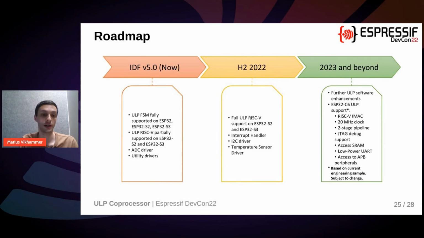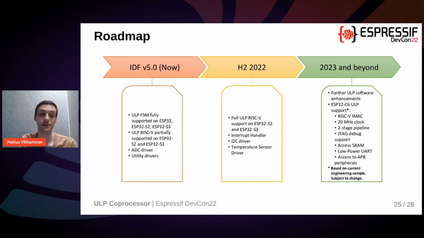And what do we have upcoming after that? Well, the most exciting thing is the C6 that's getting released in the future. And the C6 has a low power focus. And some of the improvements there is a new ULP core. It will be a RISC-V IMAC core with a 20 megahertz clock, a two-stage pipeline, which means this core will be faster than both the S2 and S3 ULP RISC-V.